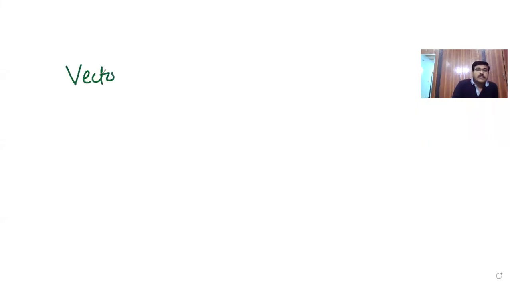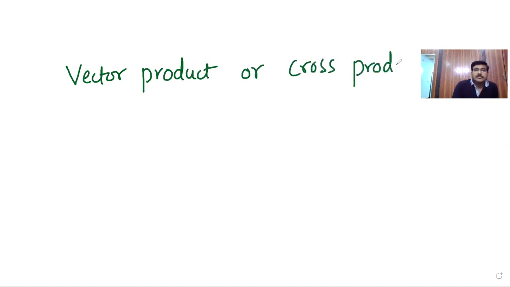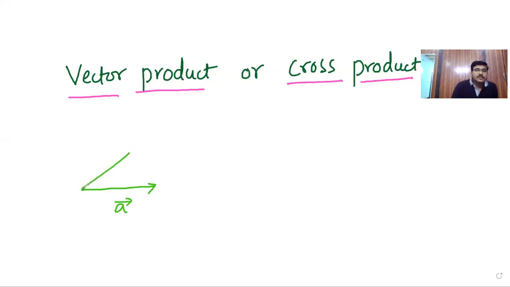Vector product or cross product. Let us see. There are two vectors. One is A bar, another is B bar, given. This is the origin. The angle between them is theta.